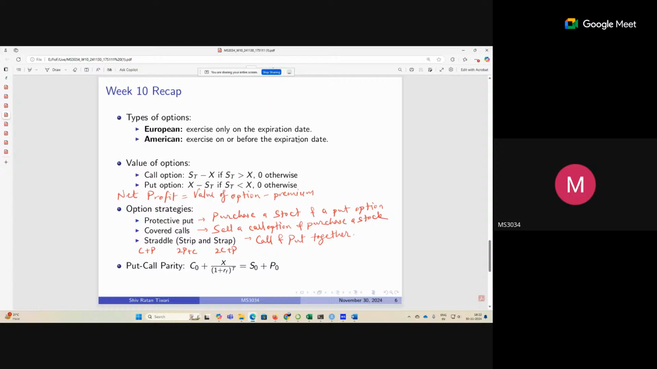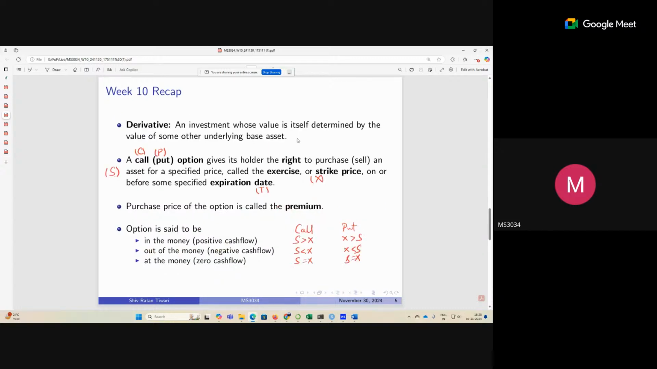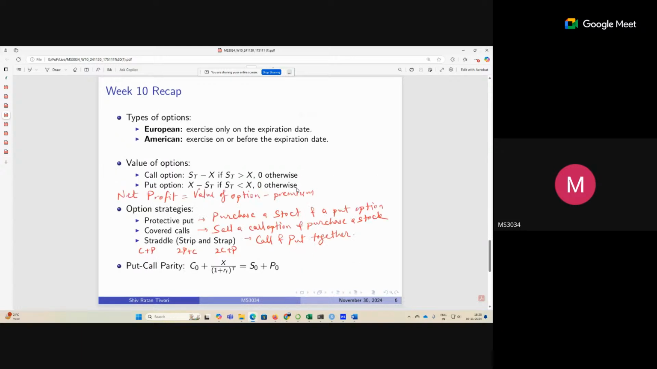And we have already discussed the value of an option. For a call option, the value is the stock price minus the exercise price when the stock price is more than the exercise price, and zero otherwise, because it is a right, not an obligation. It is a right to purchase the asset. When you are incurring a loss, you will not exercise your call option, so the value of that option is zero otherwise. You only exercise the option when you are getting a positive payoff from it.